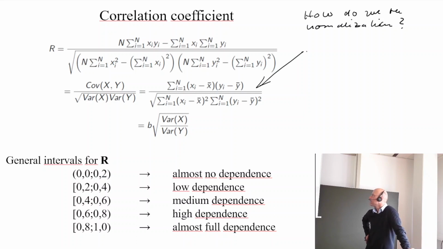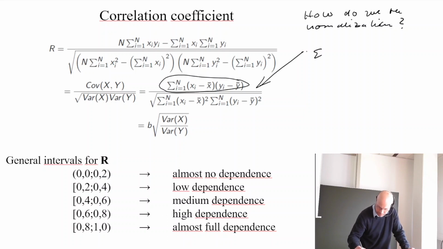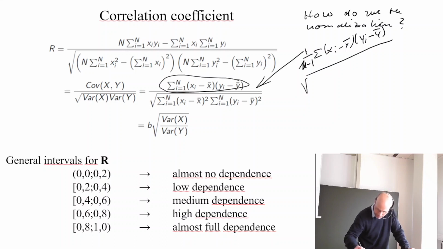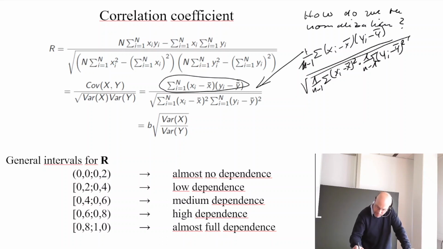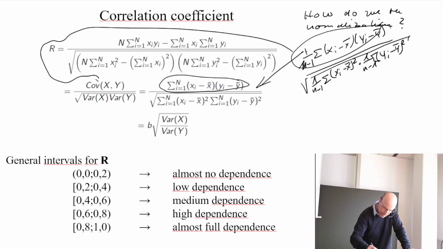If we look at this part of the formula, then we can say that this is, of course, the sum of (xi minus x bar) over 1 over n minus 1, times (yi minus y bar) over, and we take in the root 1 over n minus 1 sum over (xi minus x bar) squared times 1 over n minus 1 sum of (yi minus y bar) squared.